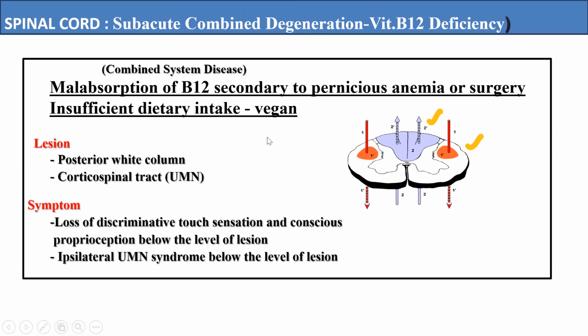dietary deficiency of vitamin B12. Now, in these lesions, both the sensory and the motor tracts can be involved. There will be involvement of the posterior column tracts, and also there can be motor involvement of the corticospinal tracts. So the signs and symptoms in the patient will be loss of discriminative touch sensations and conscious proprioception, but there will also be ipsilateral upper motor neuron type of paralysis. So this is subacute combined degeneration occurring due to vitamin B12 deficiency, and both sensory and motor symptoms will be present in the patient.